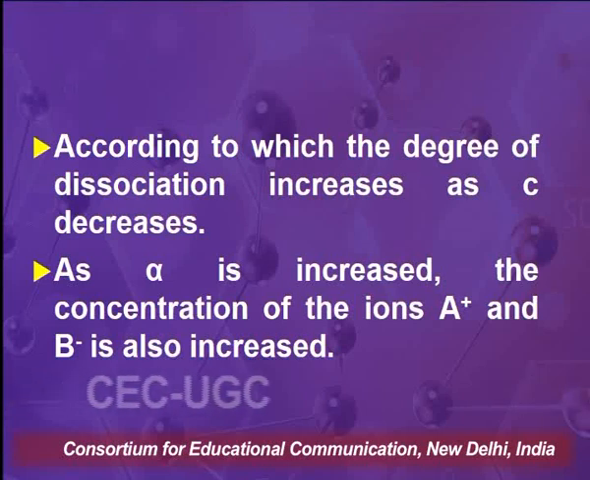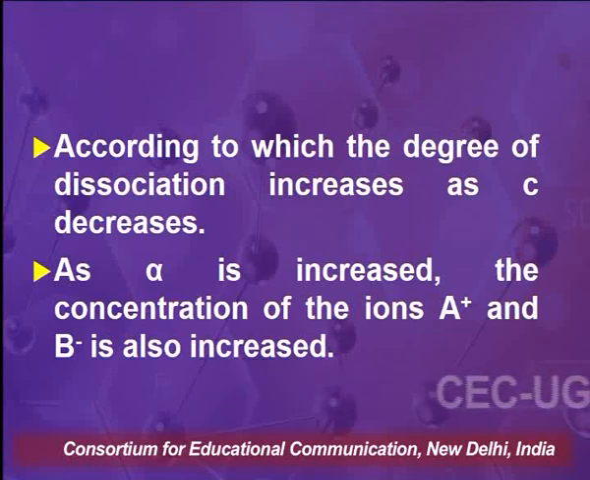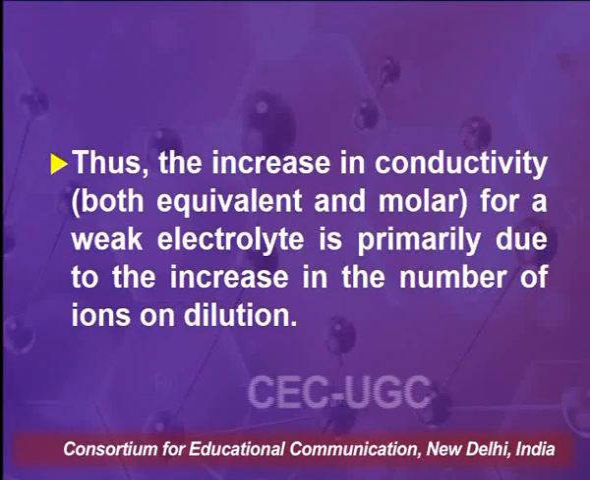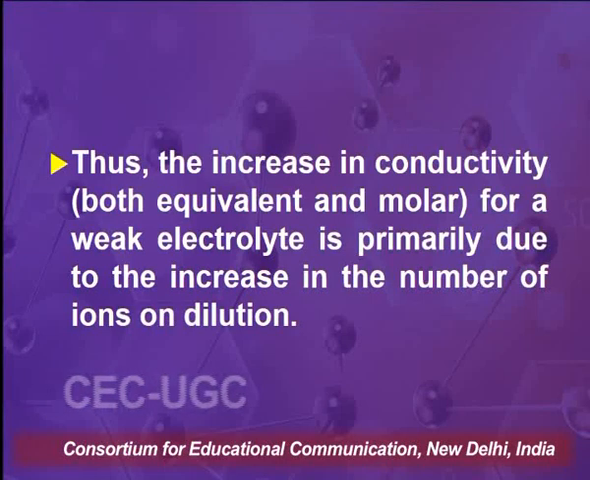As alpha is increased, the concentration of A plus and B minus is also increased. Thus, the increase in conductivity, both equivalent and molar, for a weak electrolyte is primarily due to the increase in the number of ions on dilution.